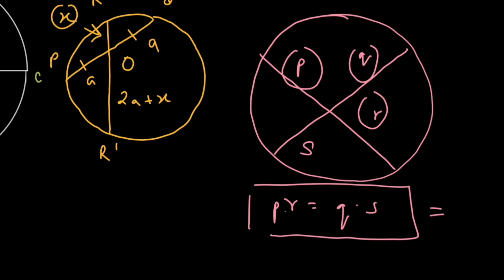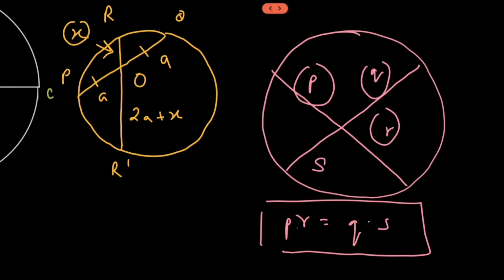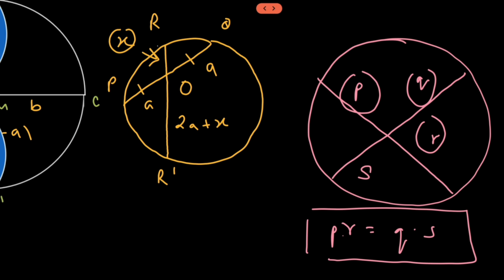To prove this is also very easy. You can see it anywhere on the internet. It's actually very easy. Okay. So this is the intersecting chord theorem. So the same thing we will apply over here because we have two chords that are intersecting inside a circle. The angle is not required.